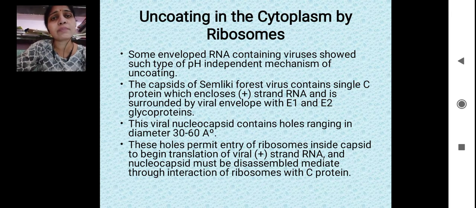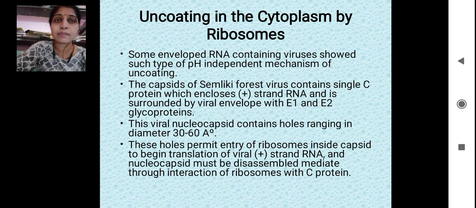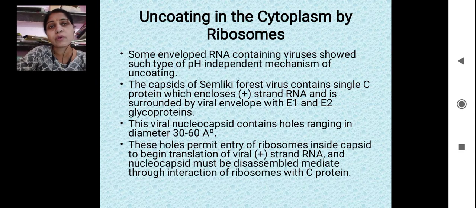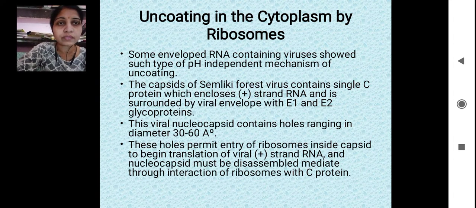Now another type of uncoating procedure, carried out within the cytoplasm, is stimulated by the ribosomes. Means uncoating in the cytoplasm by the ribosomes. Such a system is observed in some types of enveloped RNA containing viruses. These show a pH independent mechanism of uncoating, because when uncoating is carried out within the endosome, it is pH dependent uncoating. Here there is a pH independent mechanism for the uncoating.